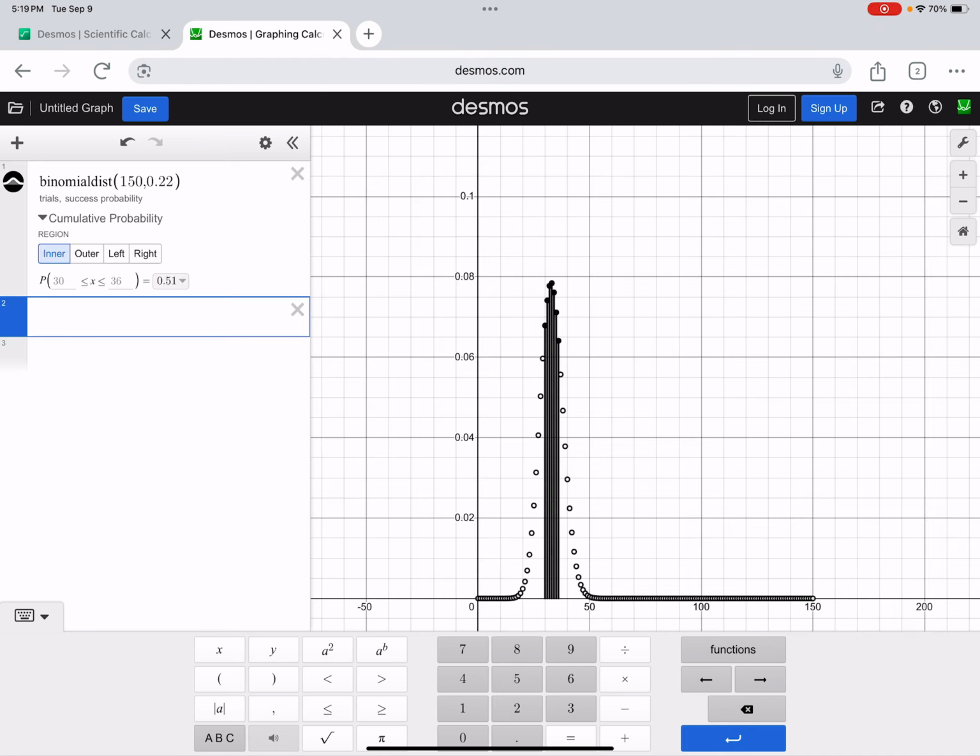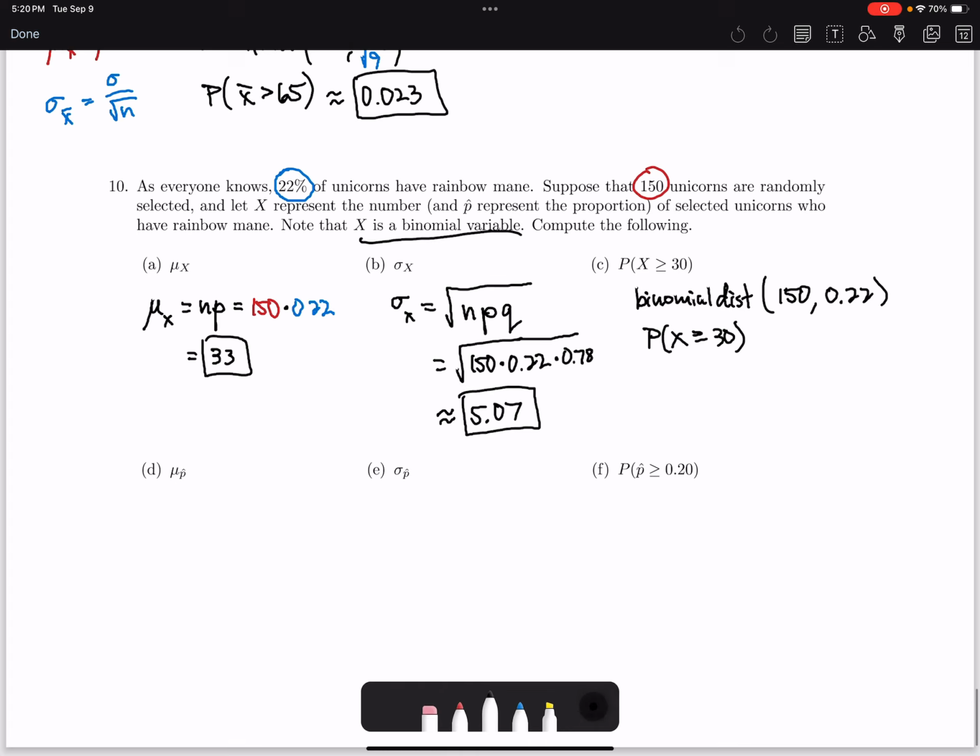We're looking for the probability that X is more than, did we say 30? So it looks like that's about 0.752.